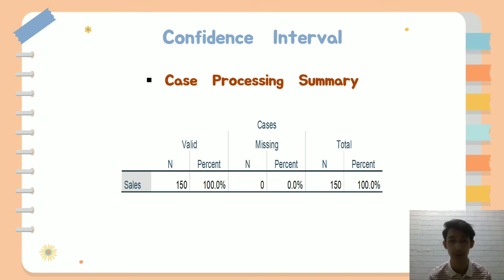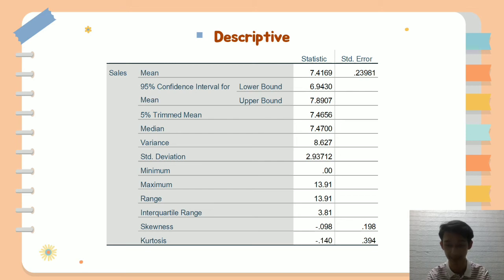First, for the confidence interval, as we can see in the case processing summary, the cases are valid, missing, and total. For sales, the valid amount is 150, which is 100%. For the missing, 0, and the percent is 0%. And the total is 150, the percent is 100%. Next, for the descriptives, we have statistic and standard error.